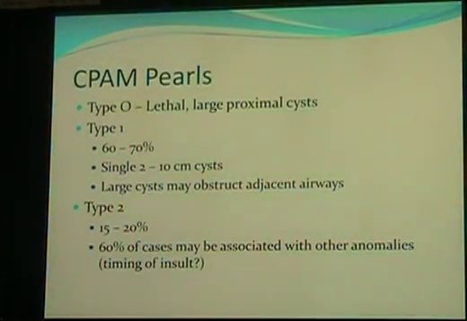So in terms of pearls, type 0 are lethal and have large proximal cysts. Type 1, which is the most common, 60 to 70% of the time, often are single 2 to 10 centimeter cysts. The problem with this condition is you can get, much like the issue in meconium aspiration syndrome, air getting in sometimes but not getting out. You can also get large cysts having dynamic obstruction of the adjacent airways. And type 2, which is only about 20%, is much more likely to be associated with other anomalies.